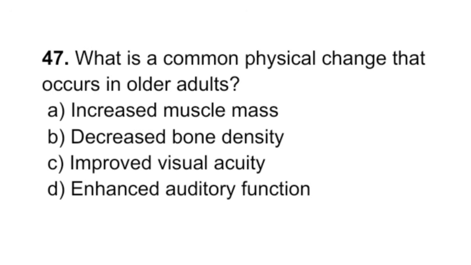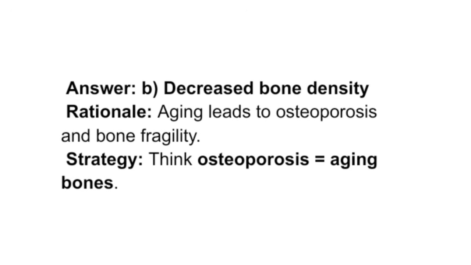47. What is a common physical change that occurs in older adults? A. Increased muscle mass. B. Decreased bone density. C. Improved visual acuity. D. Enhanced auditory function. Answer: B. Decreased bone density. Rationale: aging leads to osteoporosis and bone fragility. Strategy: think osteoporosis equals aging bones.